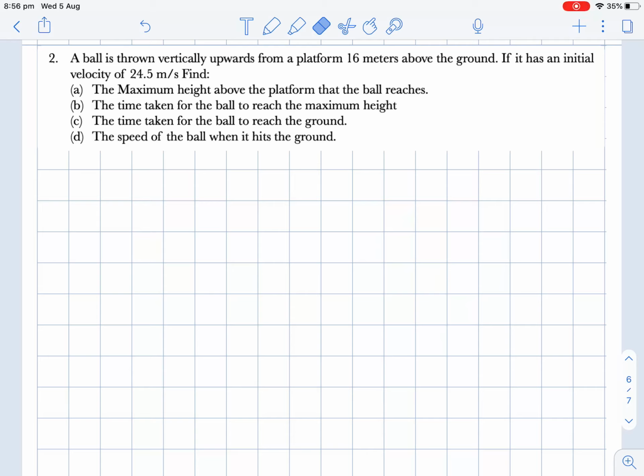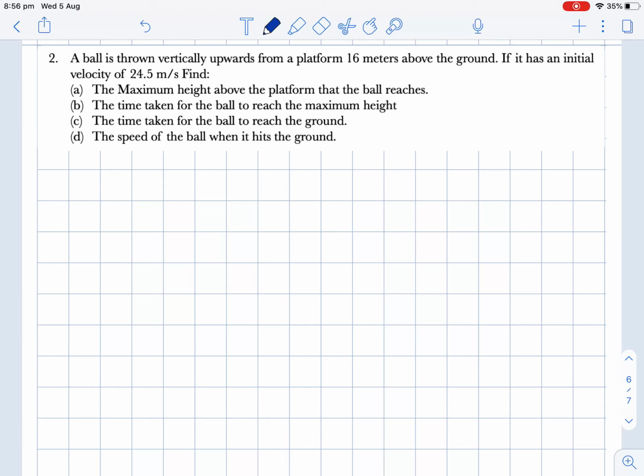Okay, for example 2 on constant acceleration, we are looking at a ball thrown vertically upwards from a platform 16 metres above the ground. If it has an initial velocity of 24.5 metres per second, find the maximum height above the platform the ball reaches, the time taken for the ball to reach the maximum height, the time taken for the ball to reach the ground, and the speed of the ball when it hits the ground.